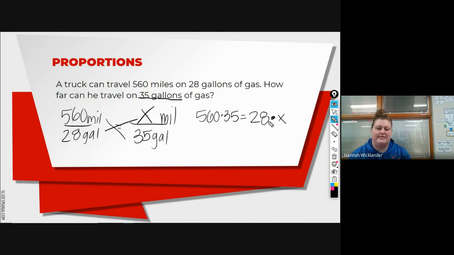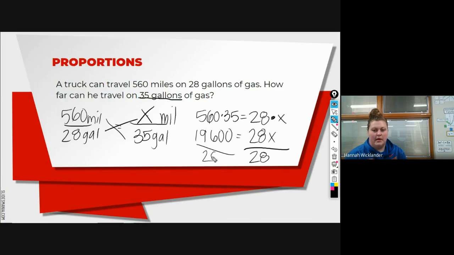Can someone plug 560 times 35 into their calculator? Perfect. And then I get 28x. Like we did before, we're going to divide. You're always going to divide with a proportion. So I'm going to divide both sides by 28. And what's 19,600 divided by 28? 700. Yep. So I know that he can travel 700 miles with 35 gallons of gas.